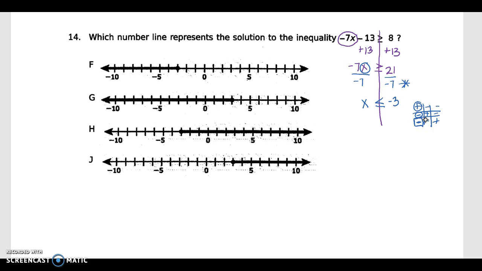So since it's less than or equal to, I know it's going to be a closed circle, so they're all closed circles. And I'm looking for it to be on negative 3. So there I see negative 3. This is a positive 3. Here's negative 3, and this is a positive 3. So I'm down to these two options, and it's pointing to the left. It's less than or equal to, so if I put it on my little arrow, it needs to point towards the left. So it's going to be F.